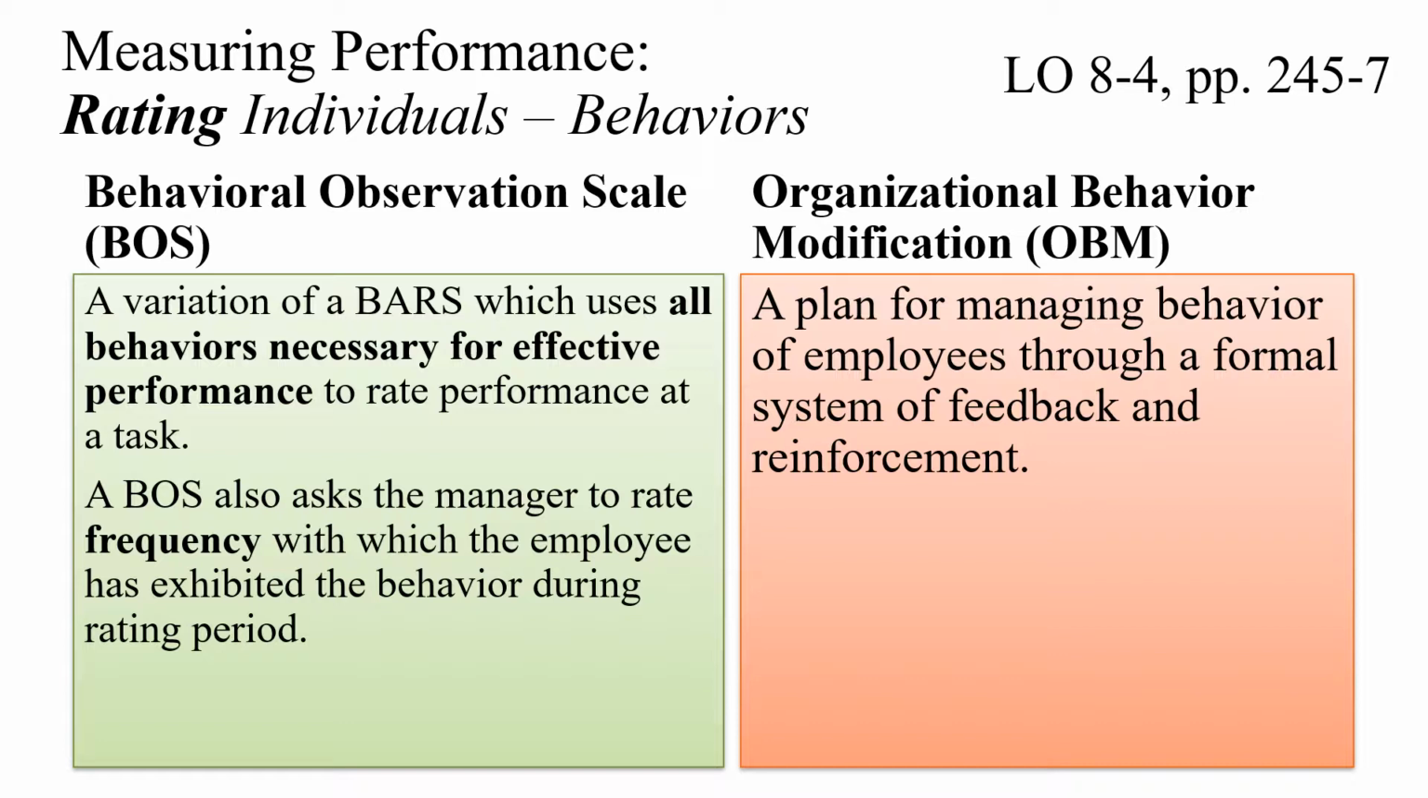Continuing on with our ratings by behaviors is the behavioral observation scale. All behaviors necessary for effective performance are rated. It's a little more complex but comprehensive. Also, the manager is asked to rate the frequency at which employees exhibit the desired behavior. On the right, we have organizational behavior modification. How do we get teams to change an organization? So we're looking at how organizations behave as a group, hopefully as a team.